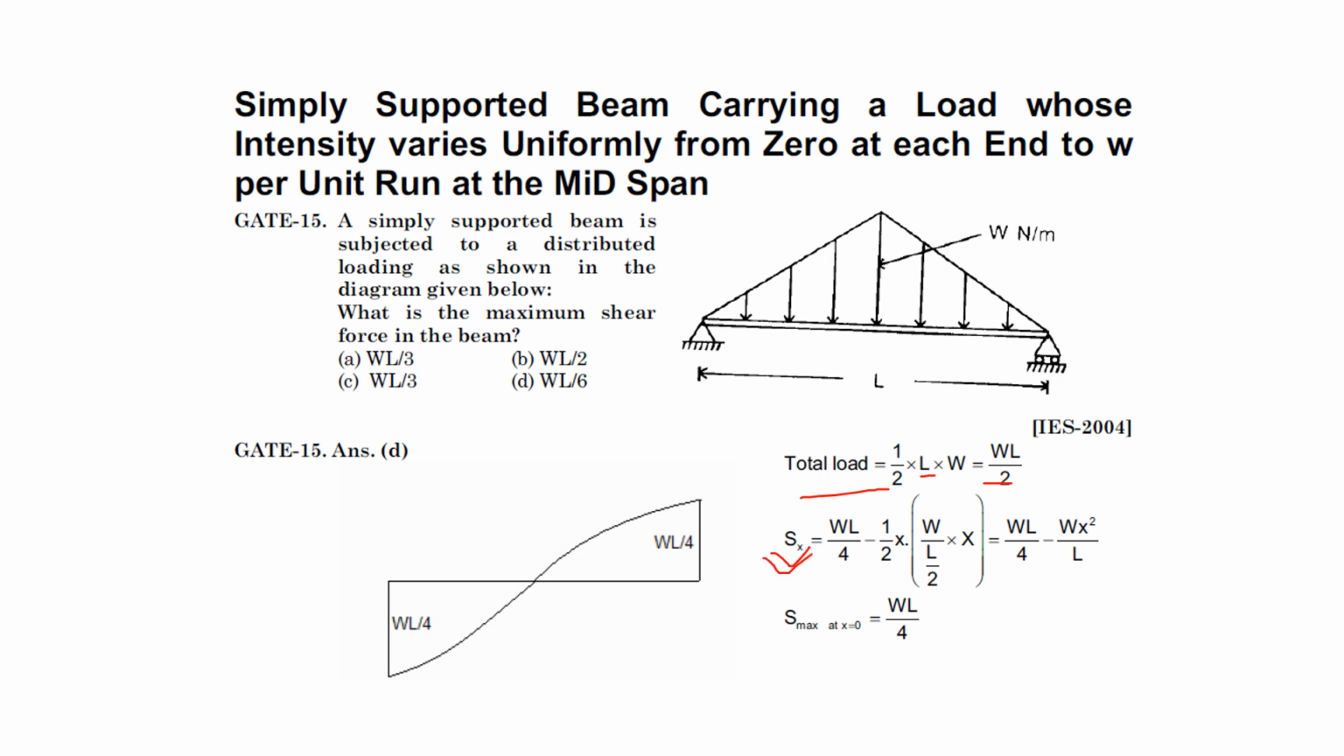Shear force equation: WL by 4 minus 1 by 2 into W by L by 2 into X. Okay, so you can see that it is WL by 4 minus WX square by 6. At any x you can write the shear force. So at x equal to 0, it will be WL by 4. So the nearby value will be D. So the answer is D.